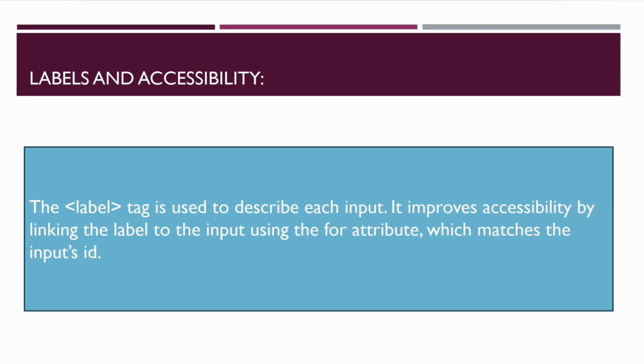Labels and accessibility. The label tag is used to describe each input. It improves accessibility by linking the label to the input using the for attribute, which matches the input IDs. The for attribute is then given in the input label inside the ID. Okay, let's go to the code and see how we are going to use it.